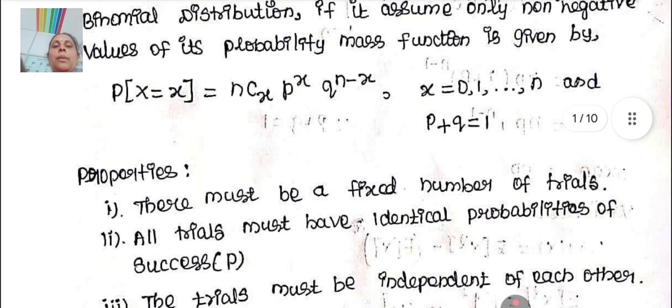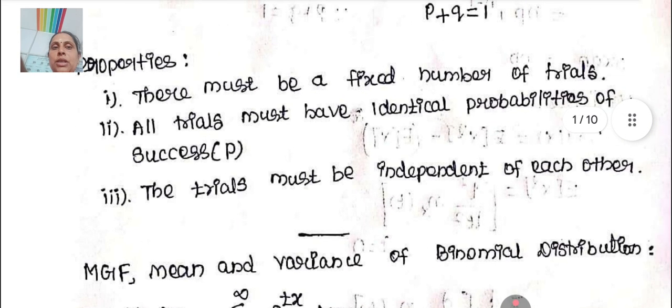Next we are going to see the properties. There must be a fixed number of trials, so the n value is fixed. For example, if there are 8 trials, then n is a fixed value. Second, all trials must have an identical probability of success, which is p. The trials must also be independent of each other.